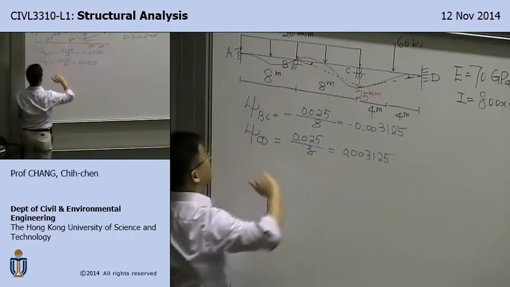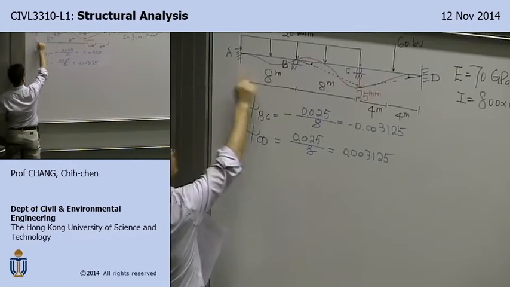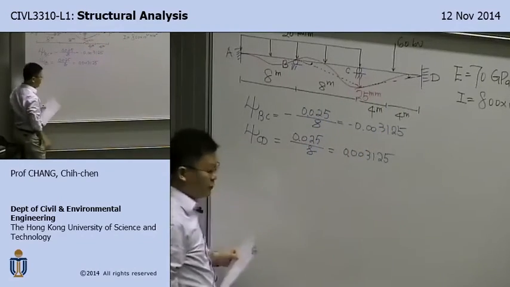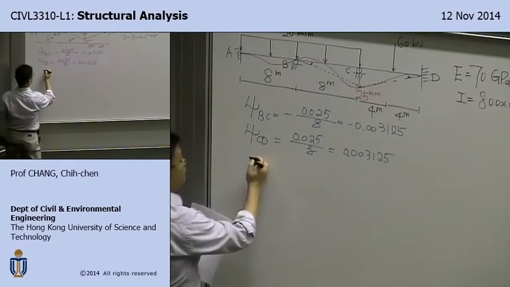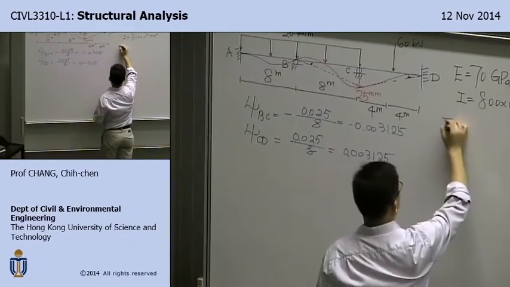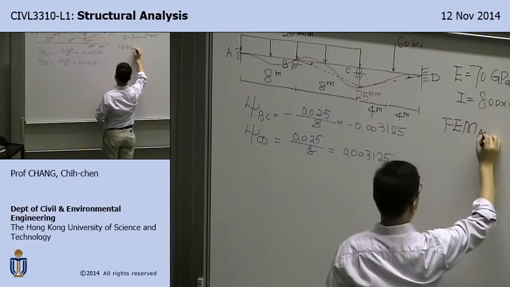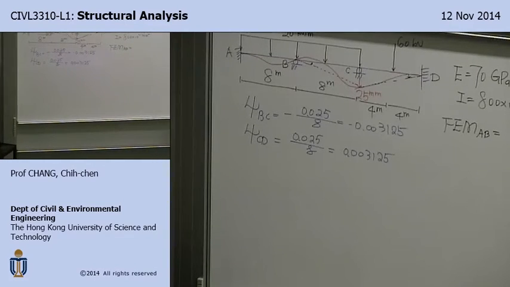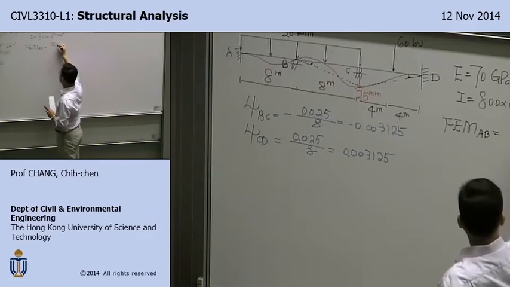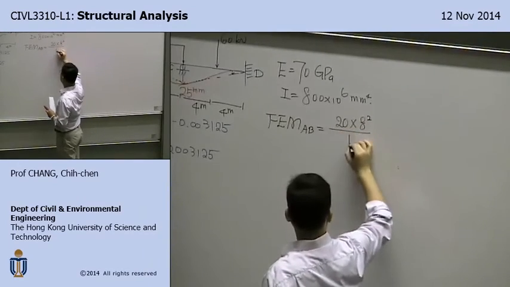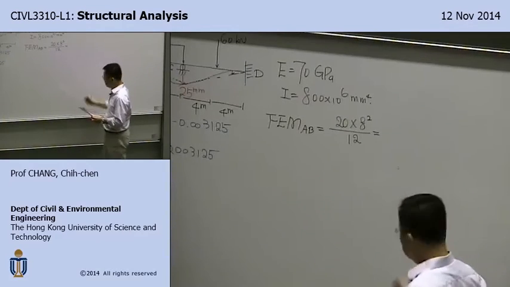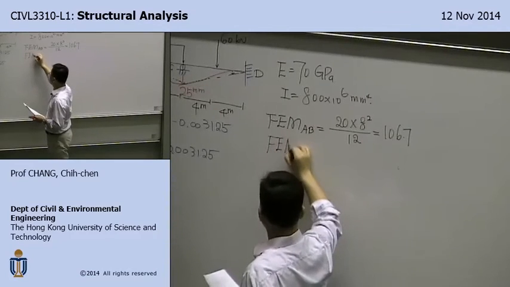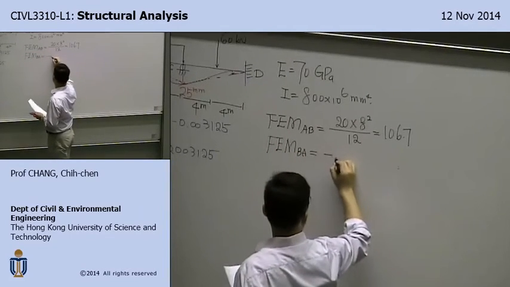Fixed end moment. Let's figure out the fixed end moments first. So there will be fixed end moments here. Fixed end moment, fixed end moment, and fixed end moment. They are everywhere. So put down the fixed end moments. AB has a UDL, so it's wL squared over 12. Fixed end moment BA is going to be negative of this.